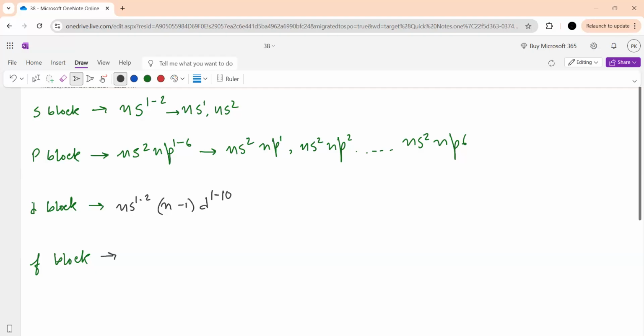And finally for F block, it's (n minus 2) f 1 to 14, (n minus 1) d 0 to 1, ns2. Okay. Now what are these?